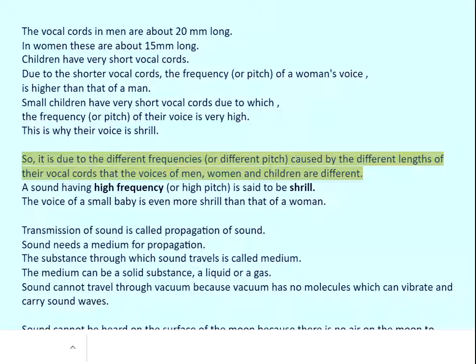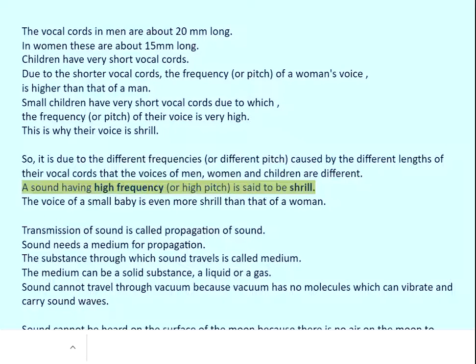So, it is due to the different frequencies, or different pitch, caused by the different lengths of the vocal cords that the voices of men, women and children are different. A sound having high frequency, or high pitch, is said to be shrill. The voice of a small baby is even more shrill than that of a woman.